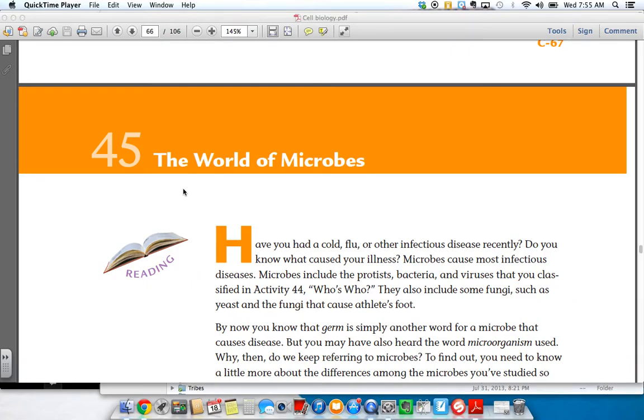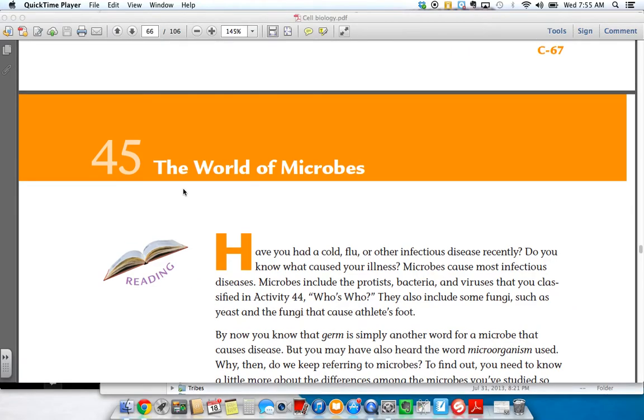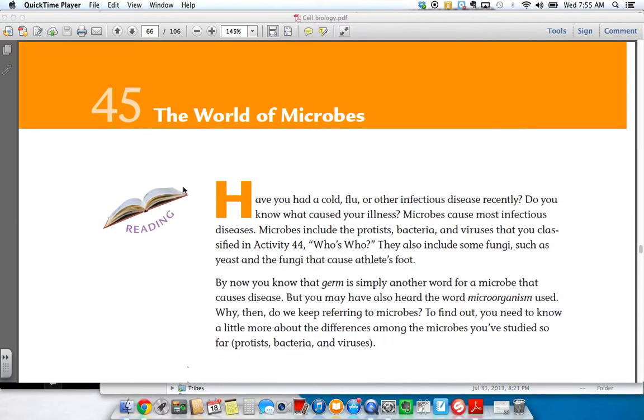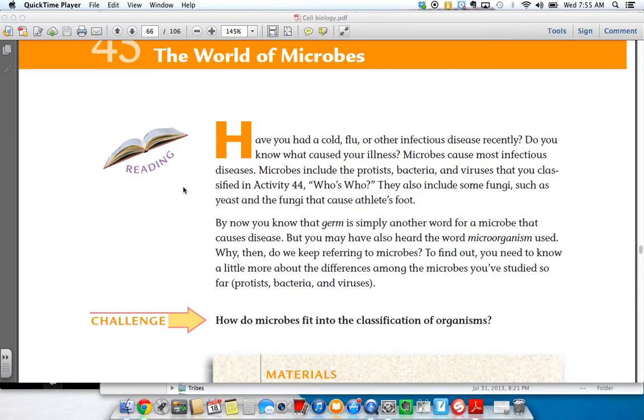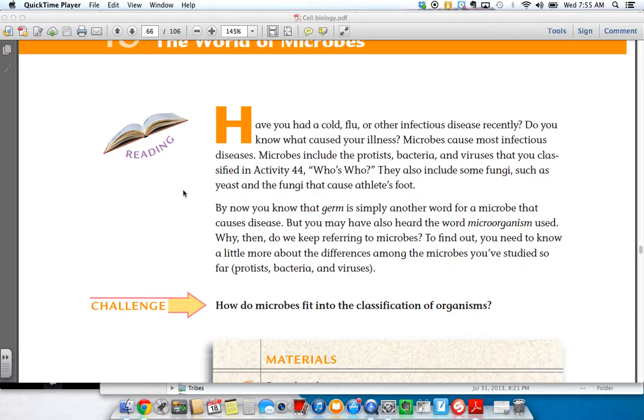Good morning. This is activity 45. I know that most of you have already read through this introduction along with your teacher. It's called The World of Microbes. So I'm not going to read this section, but it presumes that you've done activity 44 and you've looked at who's who.